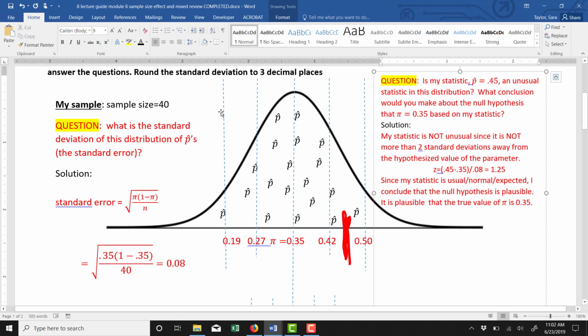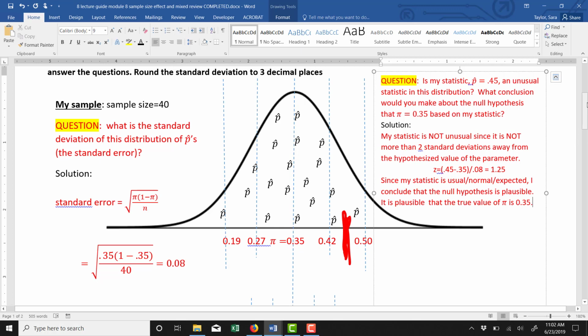Okay, so I had a sample size of 40. My statistic was about here. 0.45 was about here, 1.25 standard deviations above the mean of the null. And that turns out then that we'd say the null hypothesis is plausible.